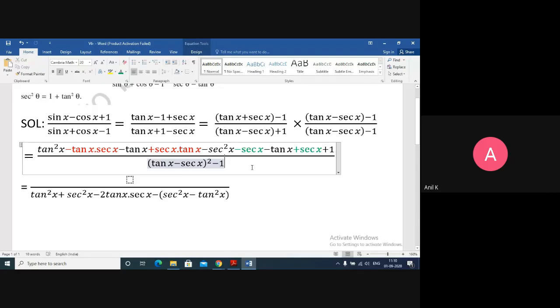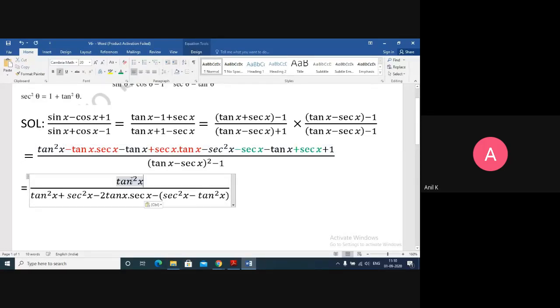Is there any further cancellation? No, I have tan square, tan, sec square, and I also have tan x and tan x, but both are of the same sign. So I won't cancel them. Now let me write what terms are left out. I am left with tan square x. Here I have tan square x. And here I have minus sec square x.